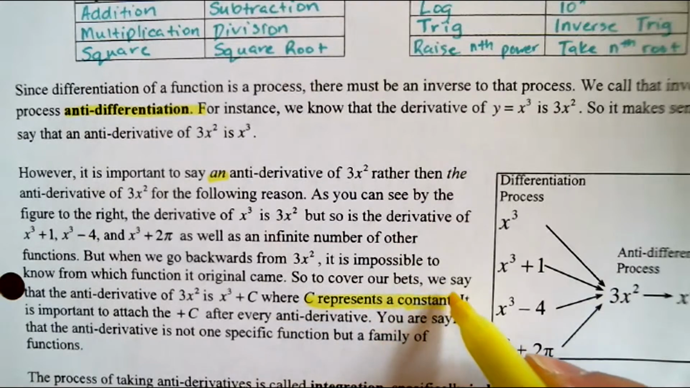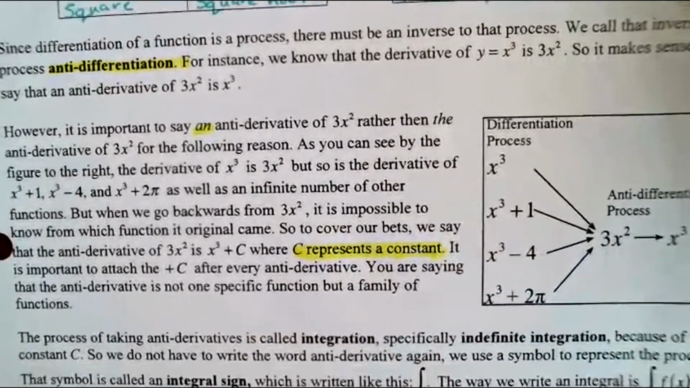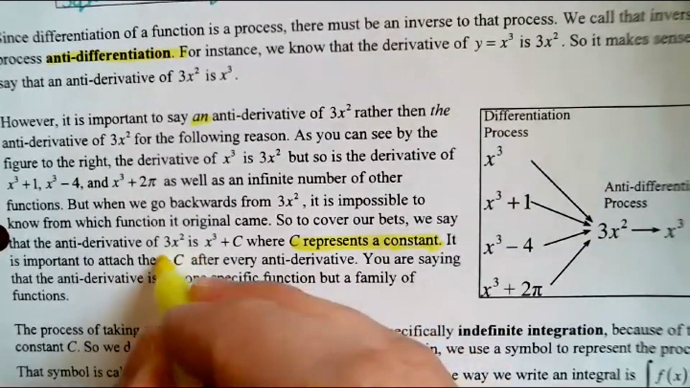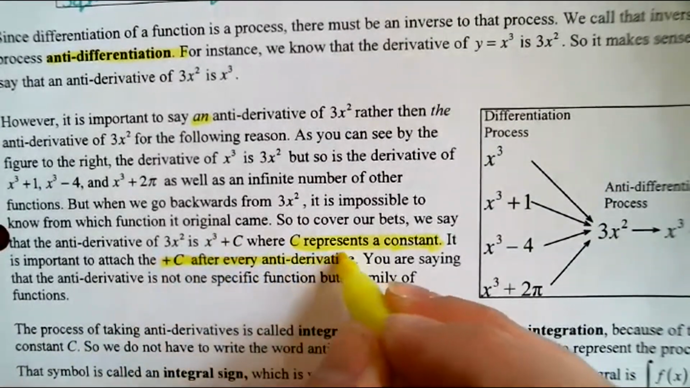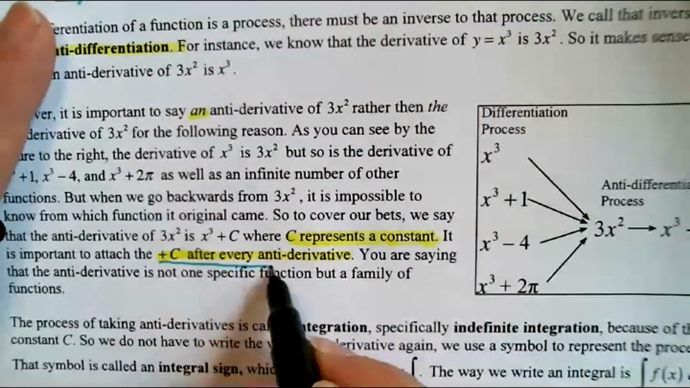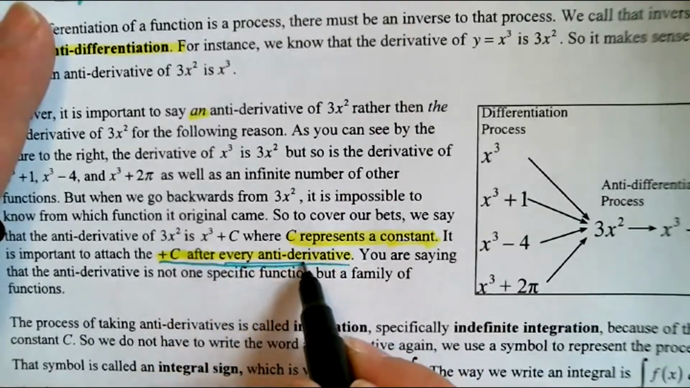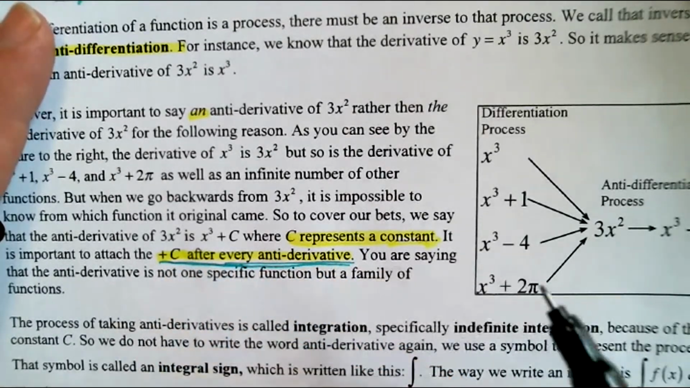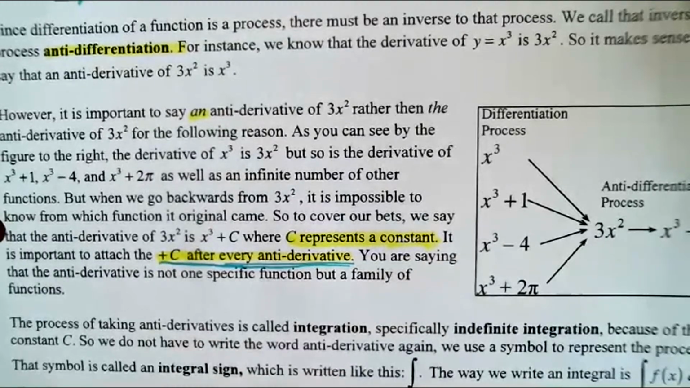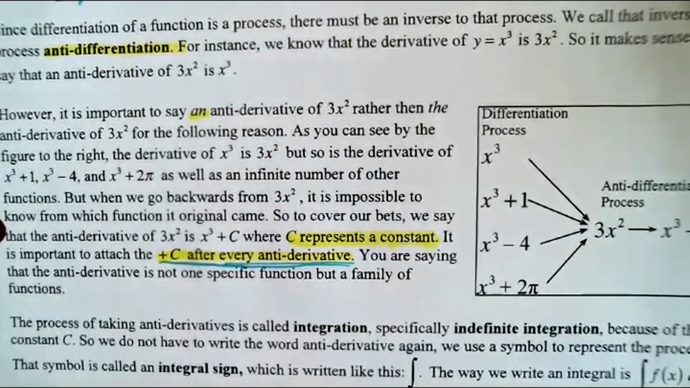I don't know if you have your highlighter, but you can underline that. It is important to attach the c after every antiderivative. That is a big deal. So basically, we're going to be taking antiderivatives today. And if you don't add a plus c after every one, it'll be wrong. You're saying that the antiderivative is not one specific function, but a family of functions. And that's why there's an infinite amount of them. There's an infinite amount of antiderivatives.